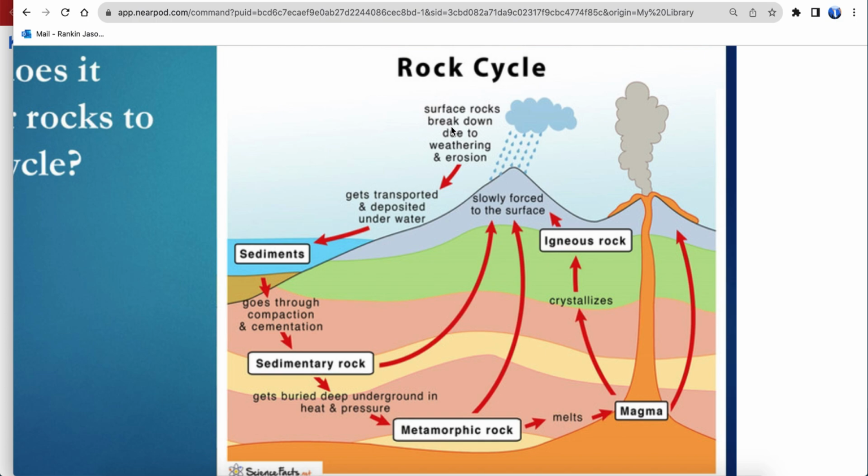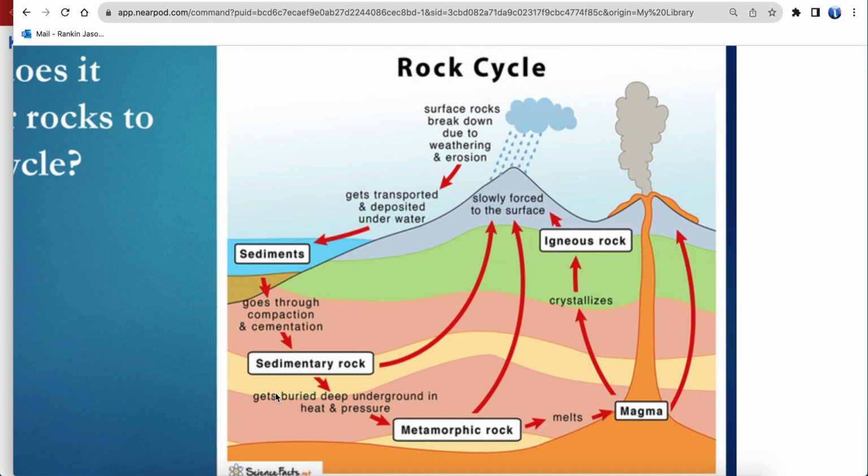We just had a unit on breakdown due to weathering and erosion. Five agents of erosion: glaciers, running water, ocean waves, wind, and mass movements, getting transported and deposited underwater. Most dense, largest, roundest settle first. Least dense, flattest, smallest settle last. Layer upon layer upon layer all comes in there, goes through compaction and cementation to produce a sedimentary rock.